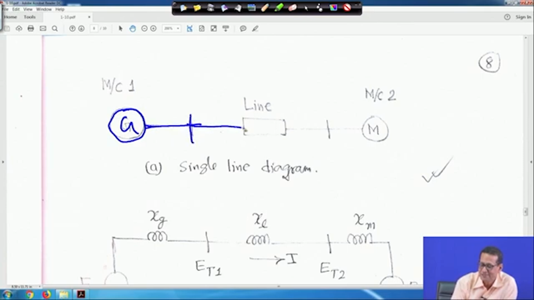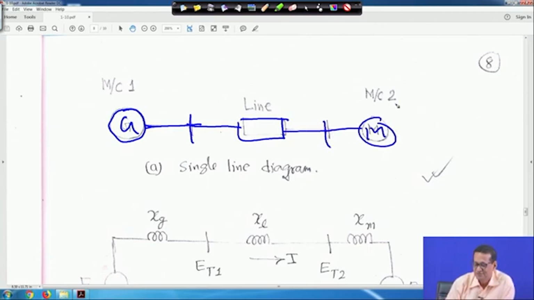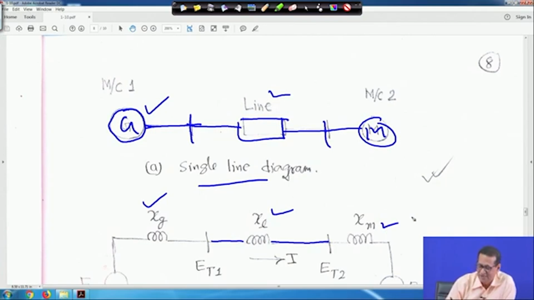This is the transmission line impedance, this is the line, and this is a motor, machine 2. This is a single line diagram. Now, if you take the generator, forget about resistance, only reactance: generator reactance is Xg, line reactance is XL, and motor reactance is Xm.